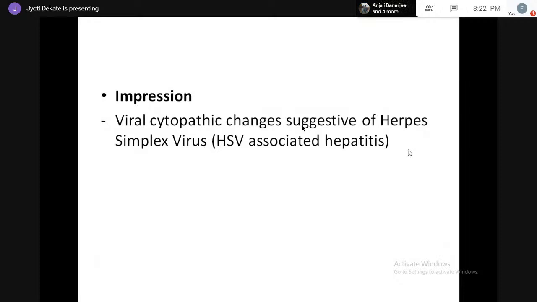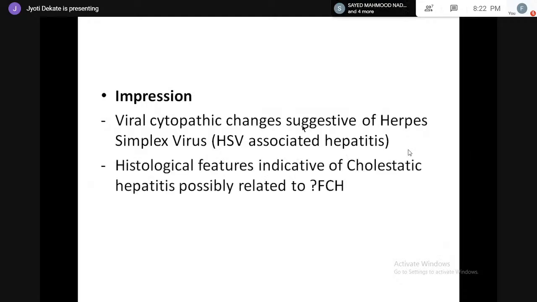But this HSV hepatitis is characterized by areas of neutrophilic microabscess or punched out necrosis in the liver biopsy. In the background liver parenchyma, we have diffuse hepatocytic swelling and some perisinusoidal fibrosis going on in this case. So I also suggested a possibility of cholestatic hepatitis, probably fibrosing cholestatic hepatitis, in this case.